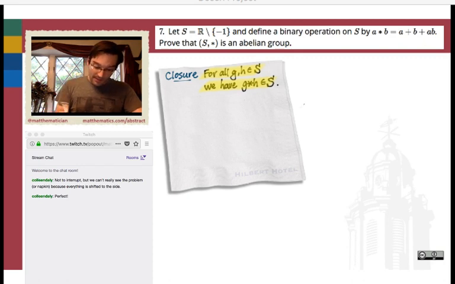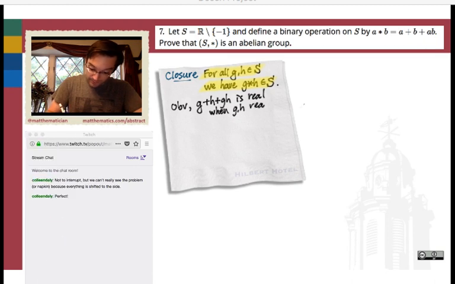And so on my napkin, I'm just going to write down, again, this is my scratch work, so I don't have to be super formal. Obviously, G plus H plus GH is real when G and H are real. So that's not going to be the interesting part.